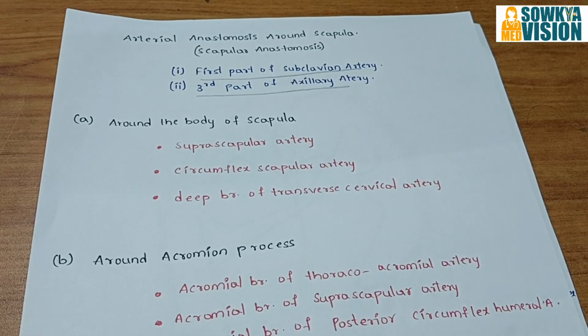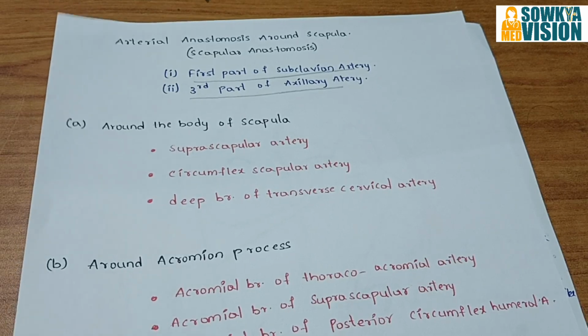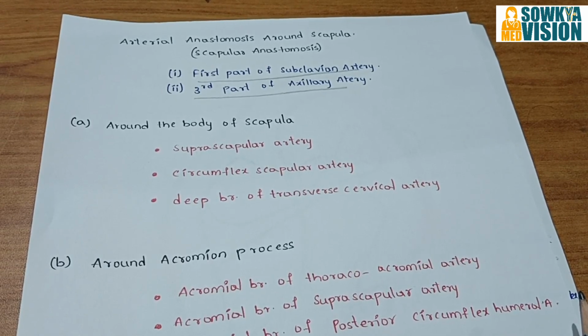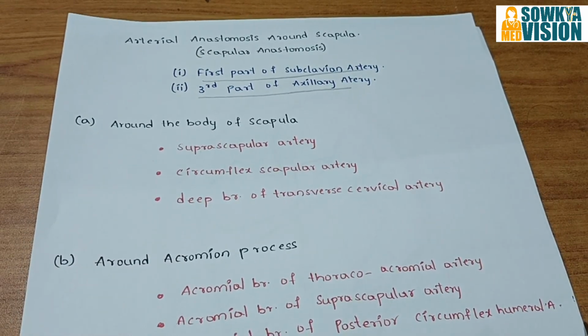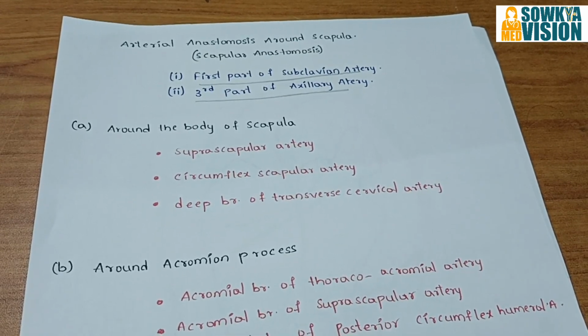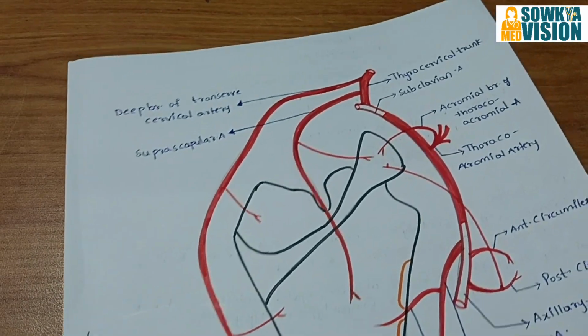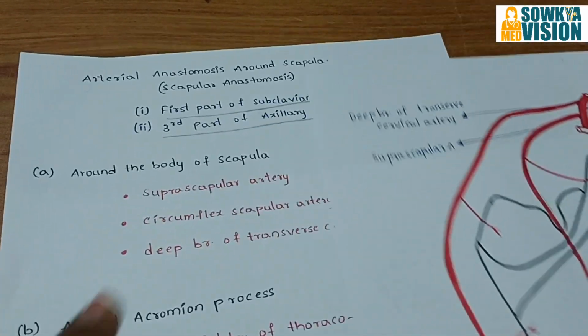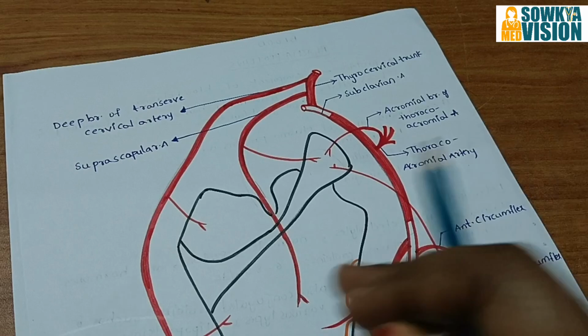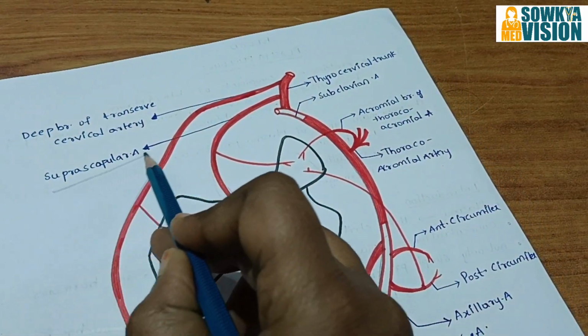The anastomosis around the body of the scapula is formed by the suprascapular artery, the circumflex scapular artery, and the deep branch of the transverse cervical artery. These three branches of the main arteries are involved in the formation of the anastomosis around the body of the scapula. Let's see it in the diagram. It is formed by the suprascapular artery. Where is the suprascapular artery? Here it goes.